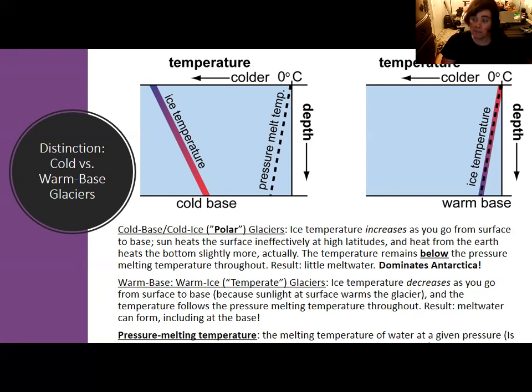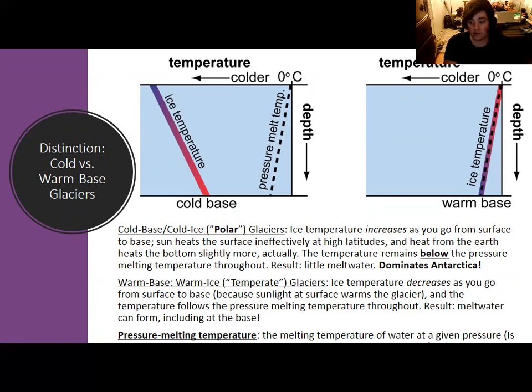There is a completely separate category of glacier, it turns out, that we have to consider. And this has a lot to do with temperature. Some glaciers are considered to be cold-based, and some are considered to be warm-based. And an important term for me to introduce here is the pressure melting temperature.